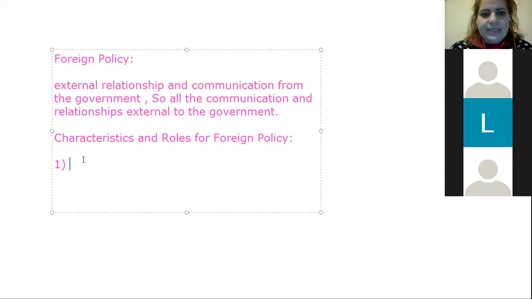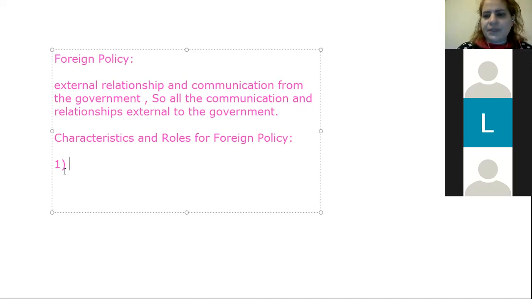So let us right now go into the different characteristics. Does anyone have any questions, by the way, so far? Okay, great. So let's right now move to the different characteristics.